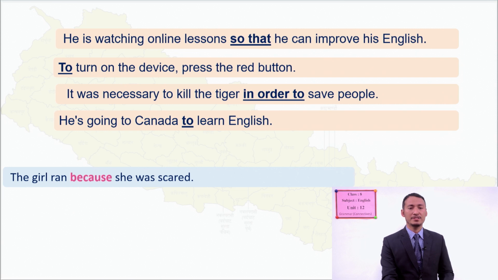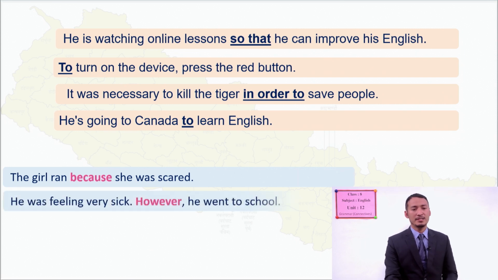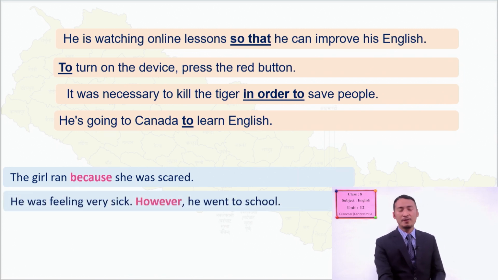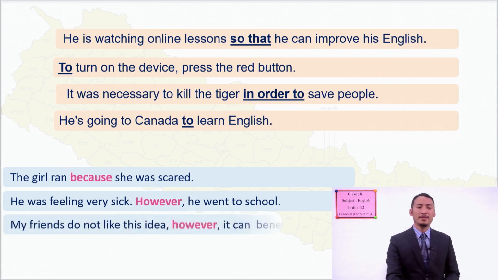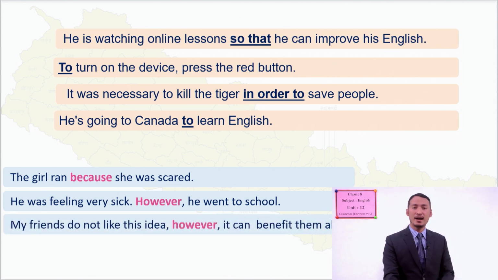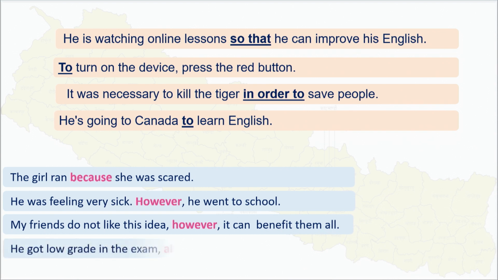The girl ran because she was scared. He was feeling very sick. However, he went to school. My friends do not like this idea. However, it can benefit them all. He got a low grade in the exam, although he studied very hard.